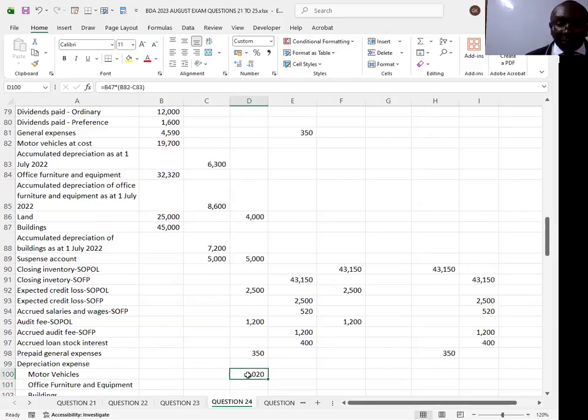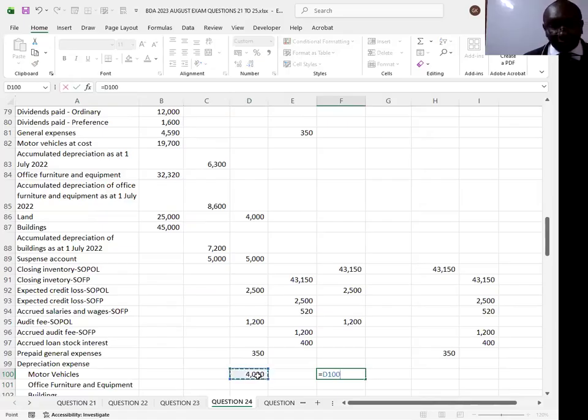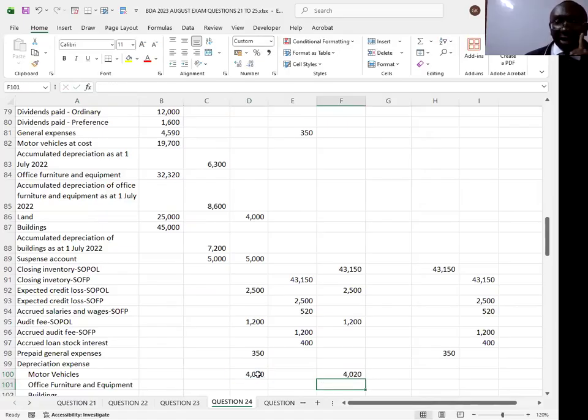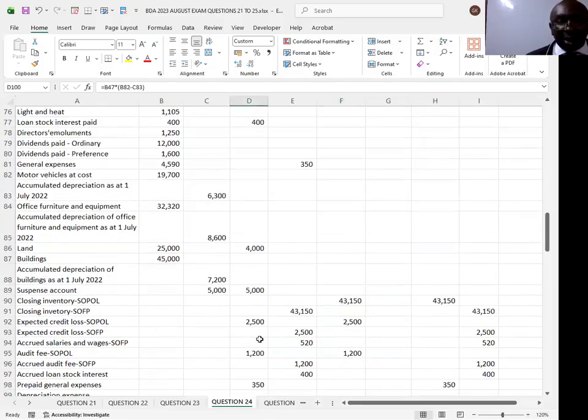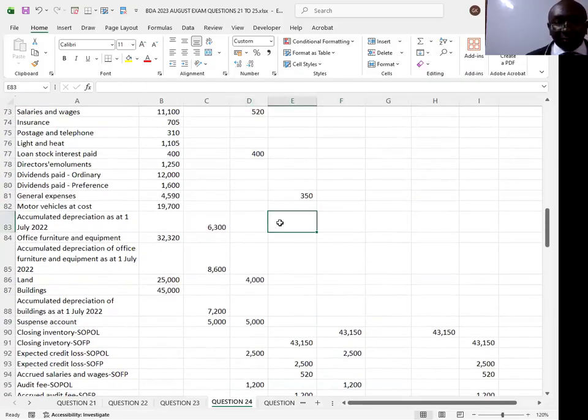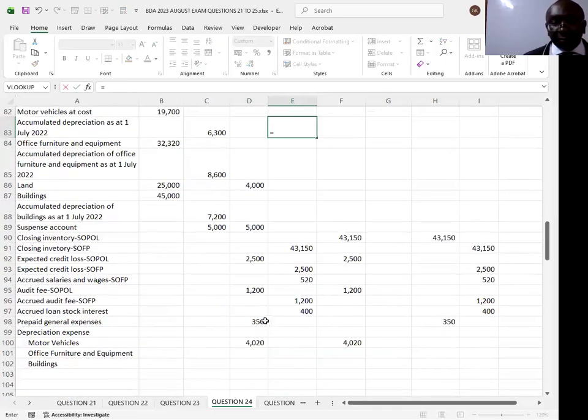Now this one, we are supposed to debit here and debit the income statement, because that is an expense. And then that amount must reflect in the accumulated depreciation for the motor vehicles. So we will come and credit it. So now that I've debited here, I will come and credit here. This one.